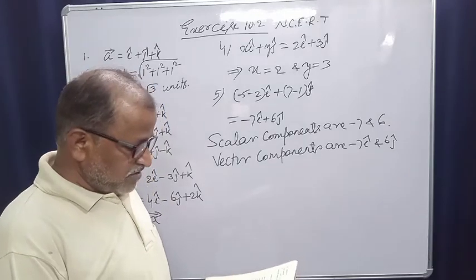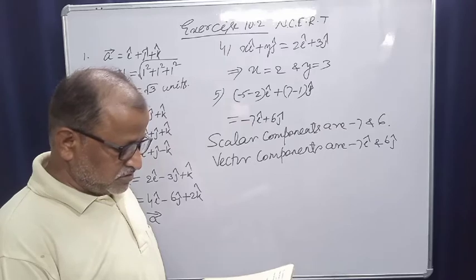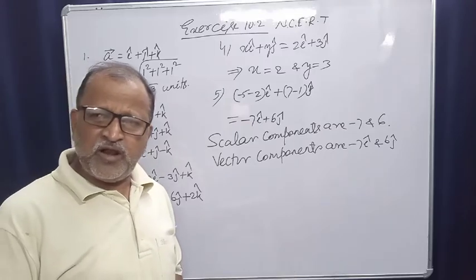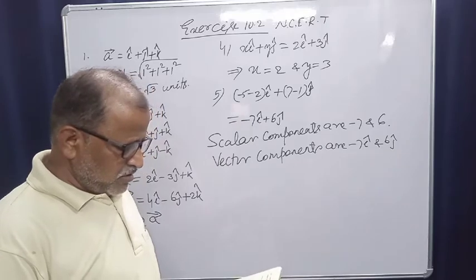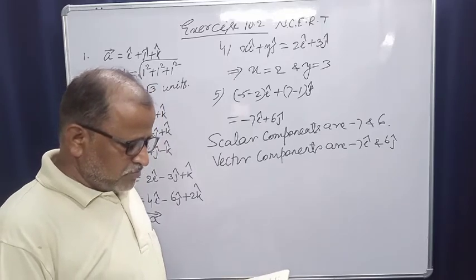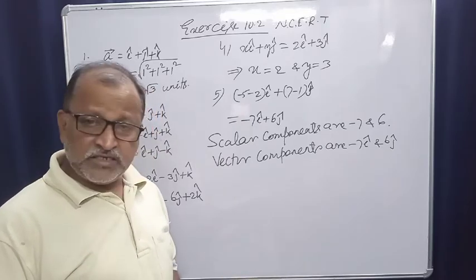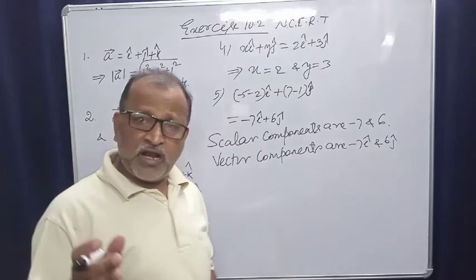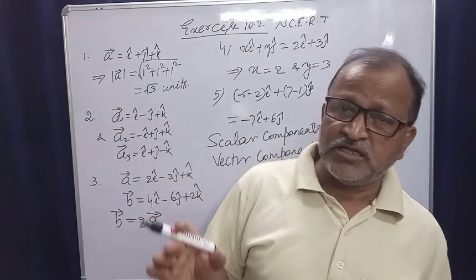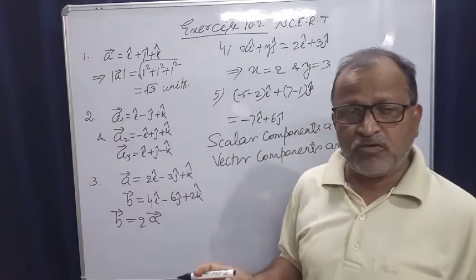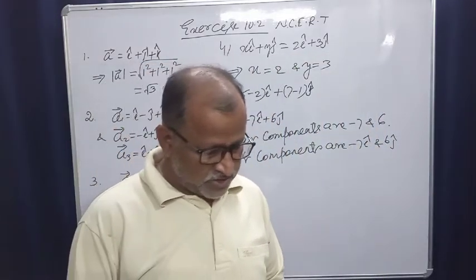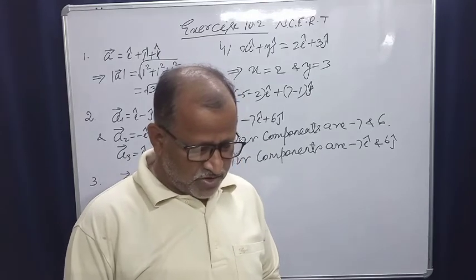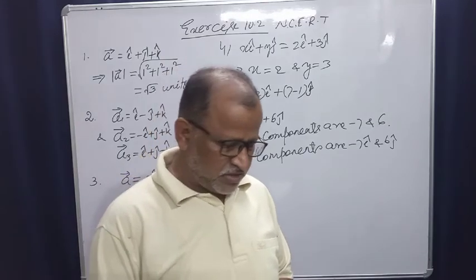Then number 6, find the sum of the vectors. It's very simple. You add component wise, you will get the answer. Sum a plus b plus c. So we will add the x components, then y components and z components together, right? Then number 6, find the sum. Number 7, find the unit vector in the direction of the vector this.